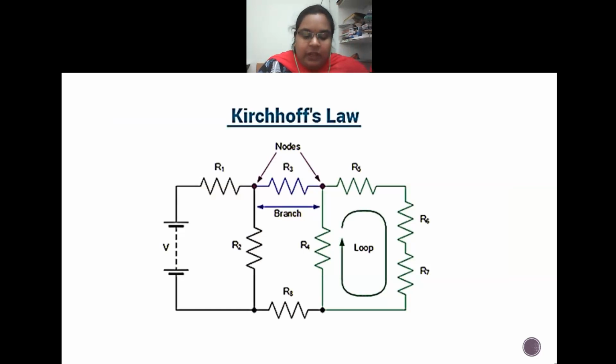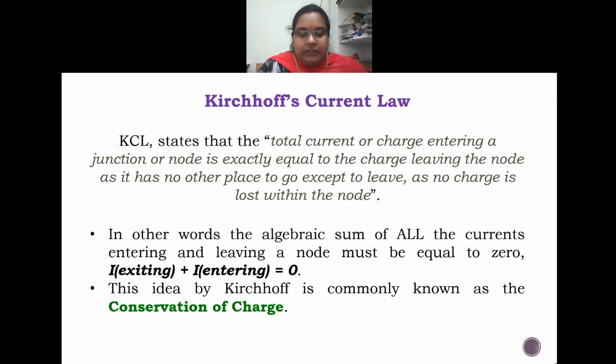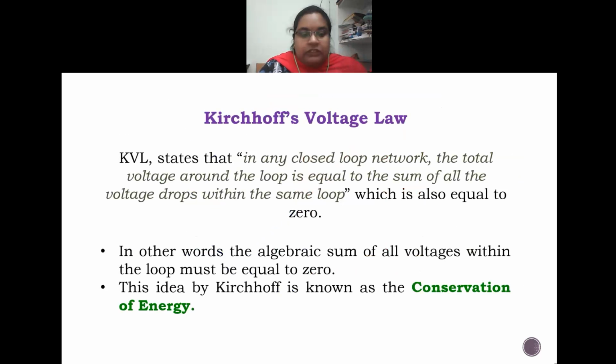Next is Kirchhoff's laws. There are two Kirchhoff's laws. Basically, they give us the connection between the different currents and different voltages in a closed loop. Kirchhoff's current law is nothing but the law of conservation of charge. That is, the current entering a node is equal to the current exiting the node. That is the main Kirchhoff's current law. Then we have seen Kirchhoff's voltage law. This is nothing but the conservation of energy. Here, in a closed loop, the voltage rise is equal to the voltage drop in the same loop. That is the main Kirchhoff's voltage law.